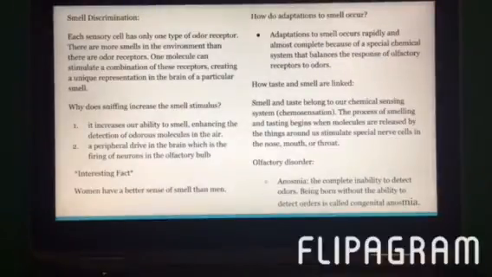So then we have smell discrimination. Each sensory cell has only one type of odor receptor. There are more smells in the environment than there are odor receptors. One molecule can stimulate a combination of these receptors, creating a unique representation in the brain of a particular smell. And then, why does sniffing increase the smell stimulus? It increases our ability to smell, enhancing the detection of odorous molecules in the air, and a peripheral drive in the brain, which is the firing of neurons in the olfactory bulb.